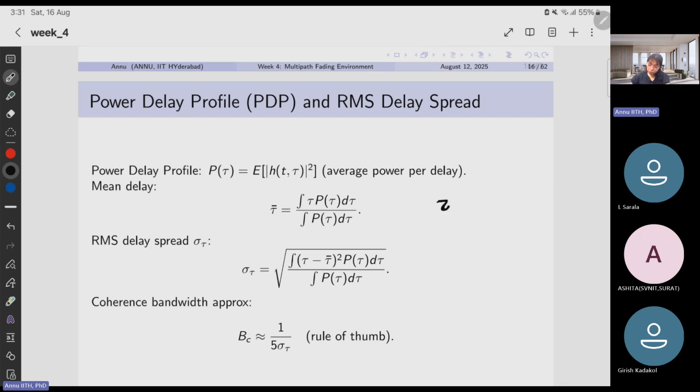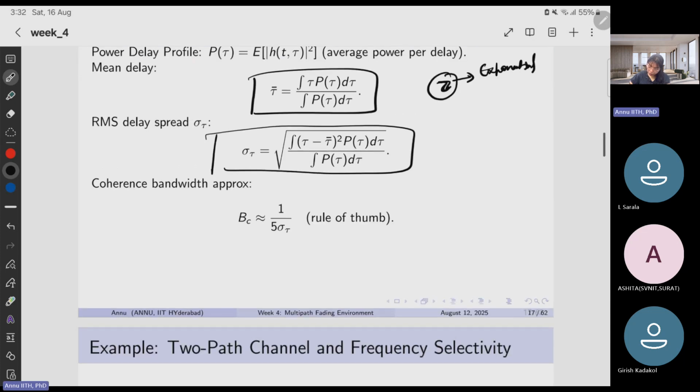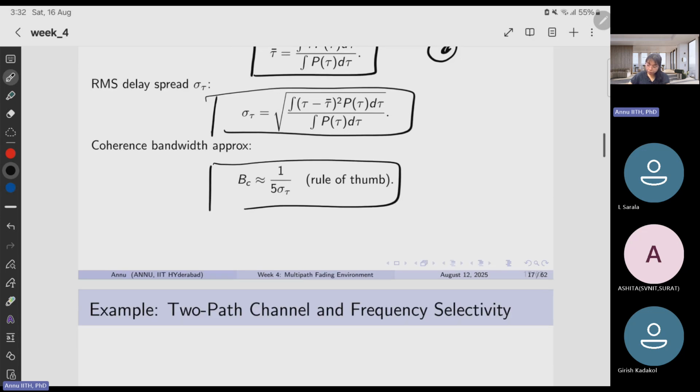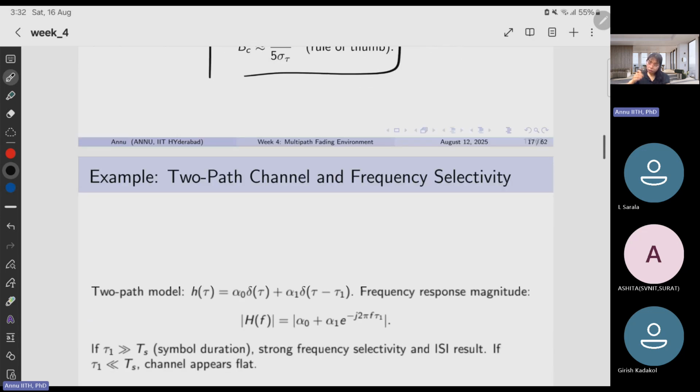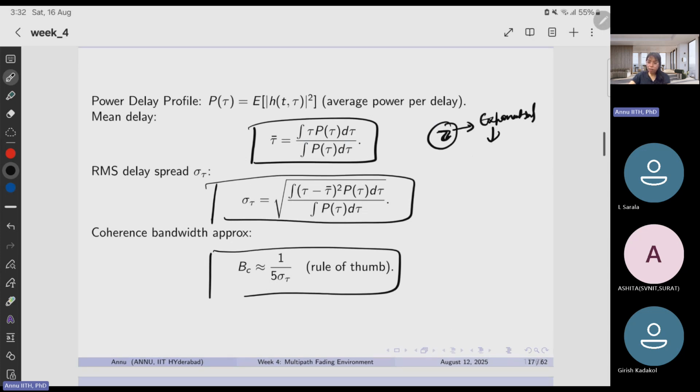The tau distribution is nothing but exponential. So in that case, the mean delay is this one, the RMS delay is this one. For coherence bandwidth, there is a rule of thumb in wireless communication: 1 upon 5 of sigma tau.